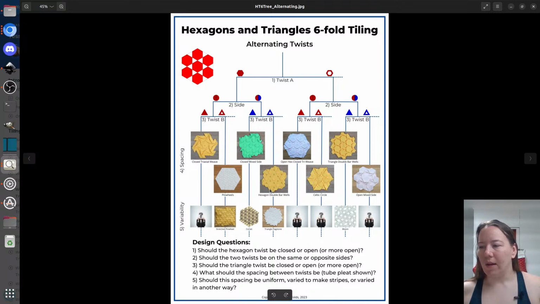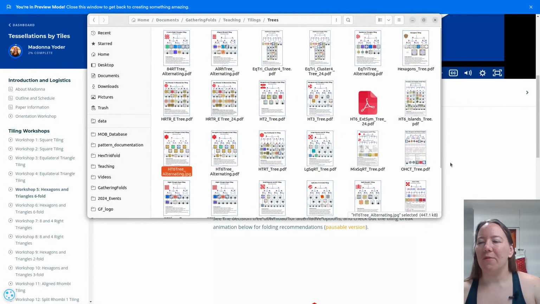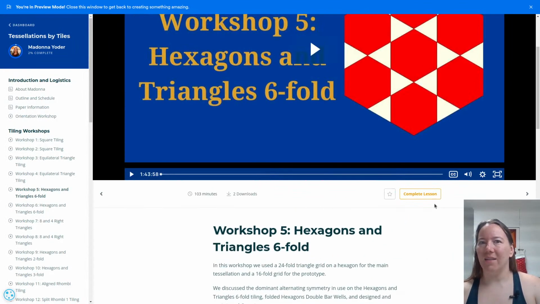So you get the flagstone options by changing the spacing of the lesson that was taught in the Tessellations by Tiles workshop. So there's all kinds of things you can learn from these lessons. And again, there's 24 different lessons.